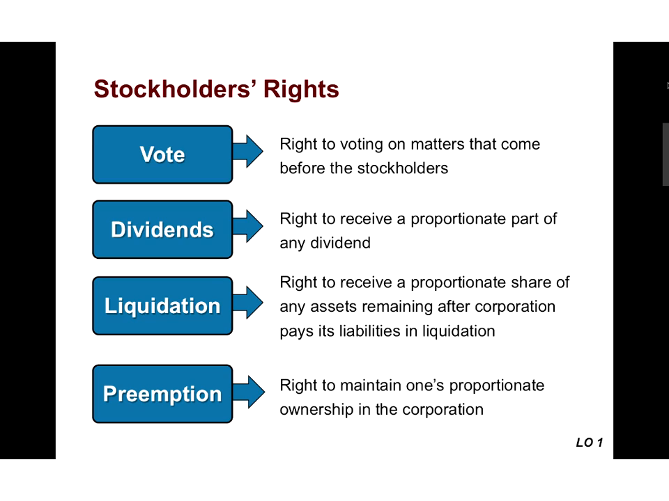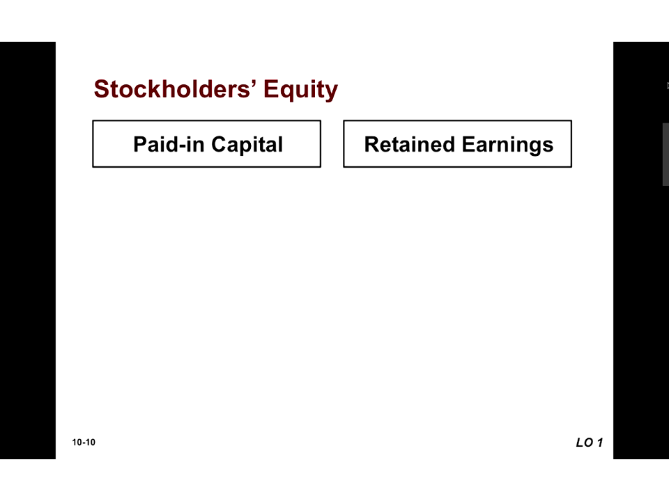It's got a couple more slides of vocabulary because a lot of this chapter is knowing the vocabulary, knowing what the different terms mean. So next we're going into two main types of stockholders' equity. So there's two big categories of stockholders' equity, and there's paid-in capital and there's retained earnings.